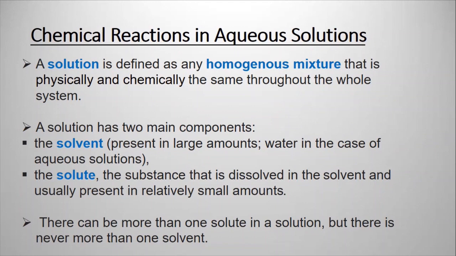Solution, the aqueous solution, means it's in water. So what's a solution? A solution is any homogeneous mixture that is physically and chemically the same throughout the whole system. A solution must have solvent and solute. In order to have a solution, you have to have two different components. In our case, the solvent is water. The solute can be any substance dissolved in water. And there can be more than one solute, as I explained yesterday.